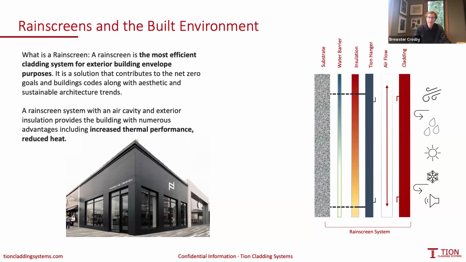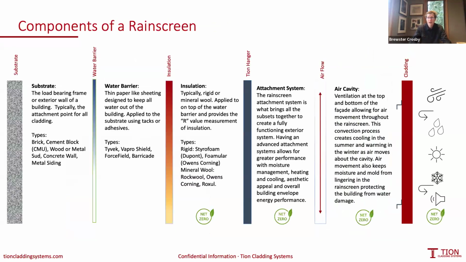I'm going to touch quickly on just what a Rainscreen is. I'm sure most of you know this already, and then we'll tie it back to how it fits into net zero. So a Rainscreen is just effectively the exterior building envelope, and it requires an attachment system. So Rainscreen will attach to the substrate of the building. That's the load-bearing wall on the building. Typically, the next thing that goes up is a water barrier. Think of Tyvek and other type of water shields that are applied to the exterior of a building.